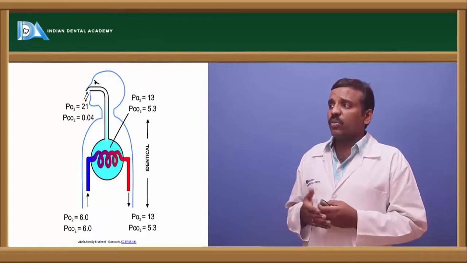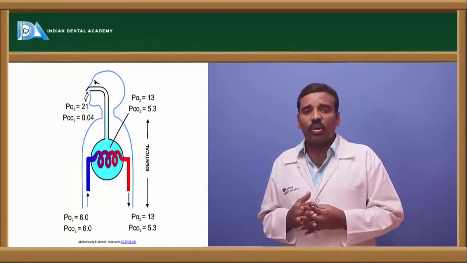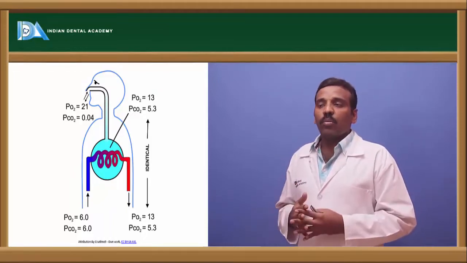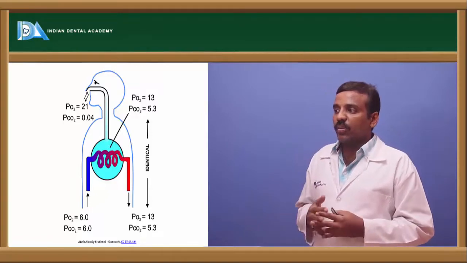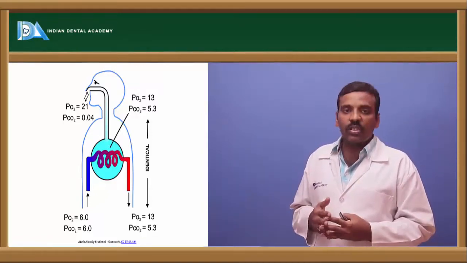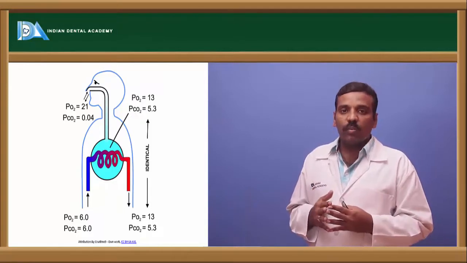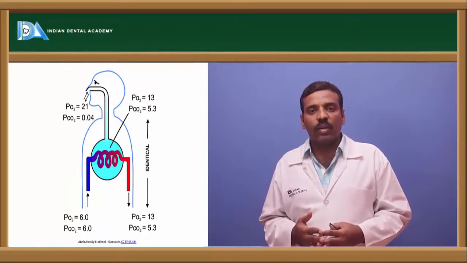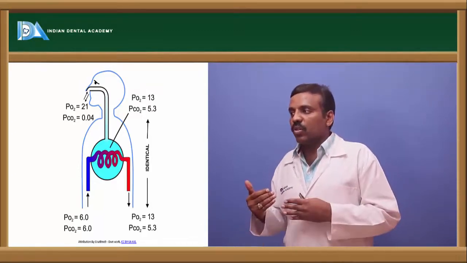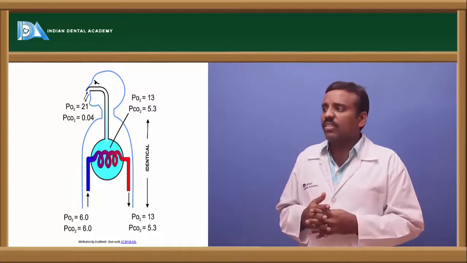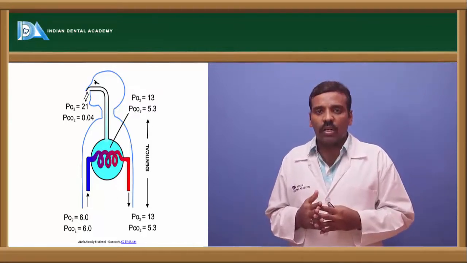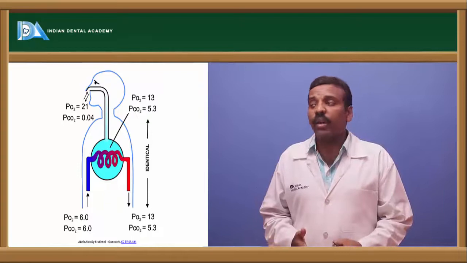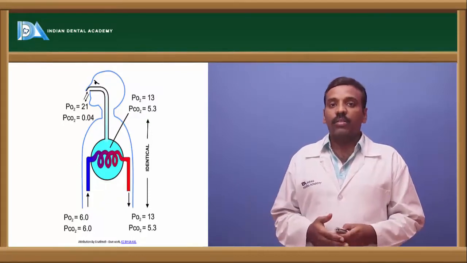And if you see, while taking in or out, the partial pressure of the oxygen is about 21 millimeters of mercury and the carbon dioxide is about 0.04 millimeters of mercury. And next, during the systemic circulation, in the veins, the partial pressure of the oxygen is about 6 millimeters of mercury, and the partial pressure of the carbon dioxide is about the same, 6 millimeters of mercury, in the venous system. And identically in the arterial system, the partial pressure of the oxygen is about 13 millimeters of mercury, and the partial pressure of the carbon dioxide is about 5.3 millimeters of mercury.